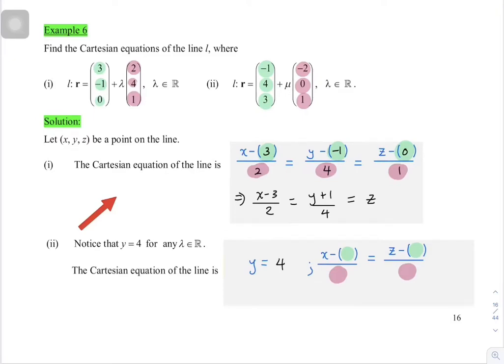So we have x minus negative 1, z minus 3, and negative 2 over here, and 1 over here. We can therefore further simplify this to y equals 4, and (x plus 1) divided by negative 2 equals z minus 3.